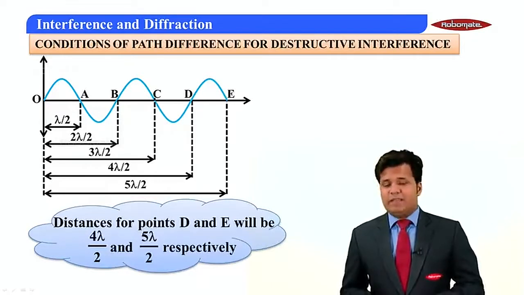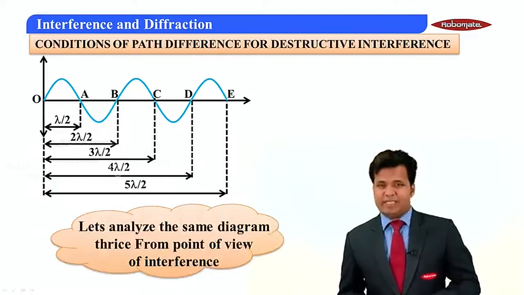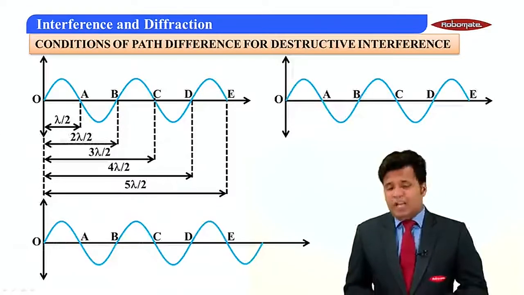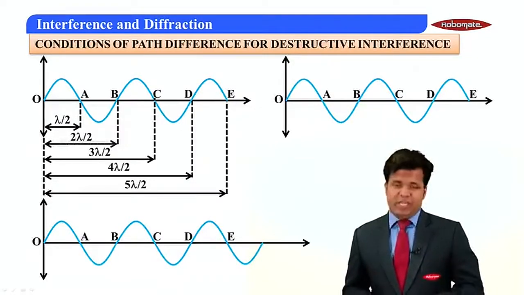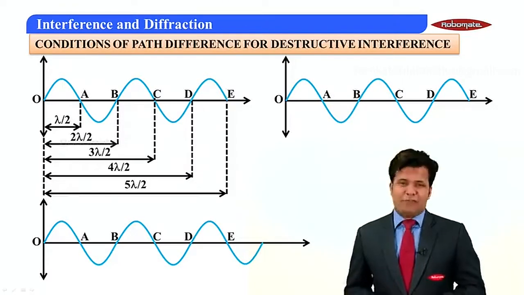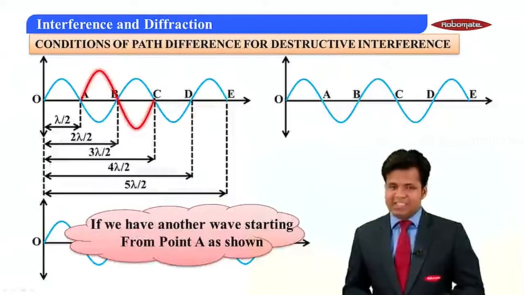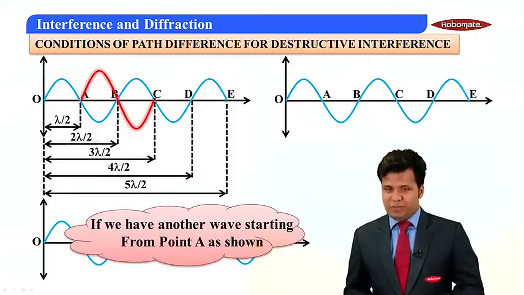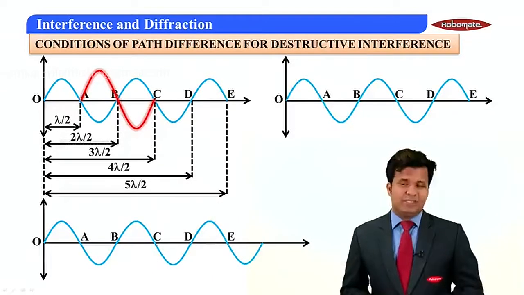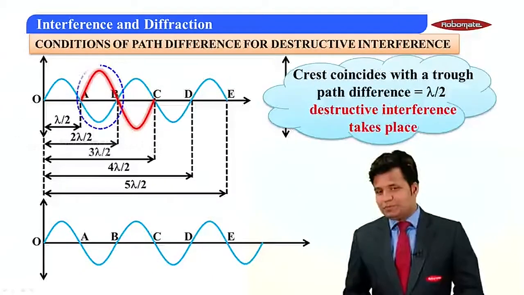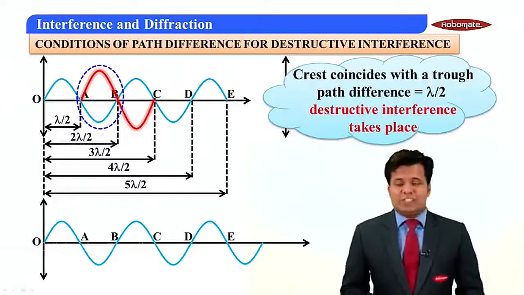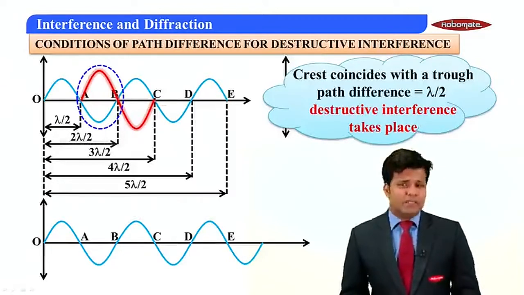Destructive would have similar examples, so let's take those two waves again for better understanding. So here are those two waves. Now I'm going to superimpose this wave, but this time the wave is going to start from A, and as the wave starts from A, you can see crest is over trough and trough is over crest, having a path difference of lambda by 2. The amplitude would be subtracted, and it's going to give me destructive interference.